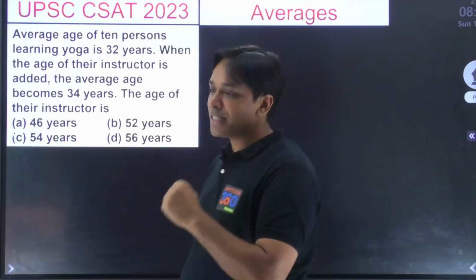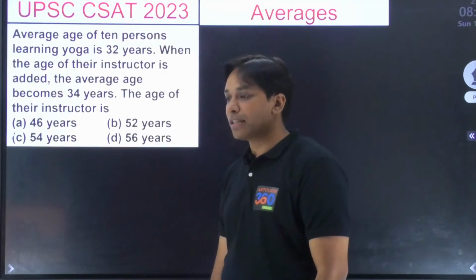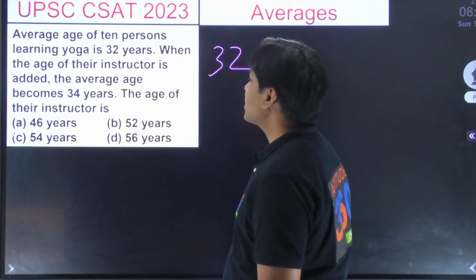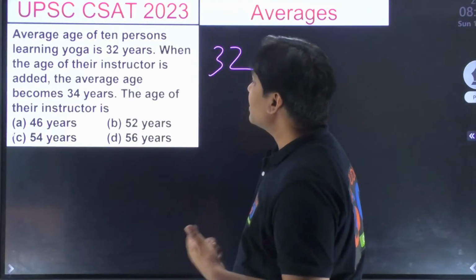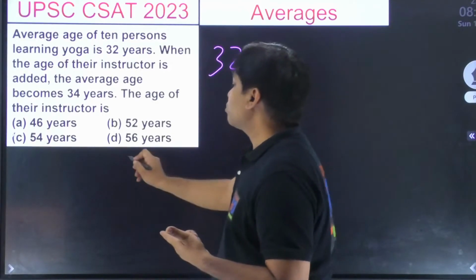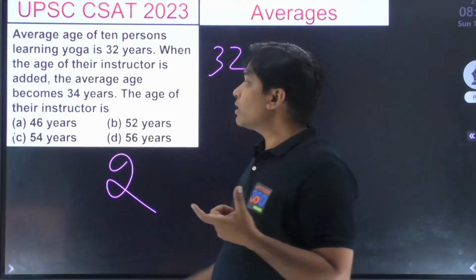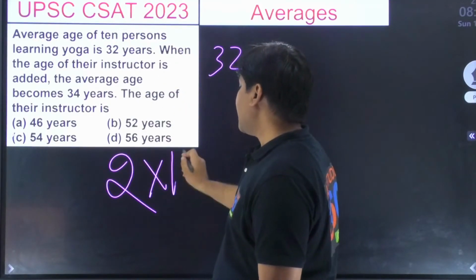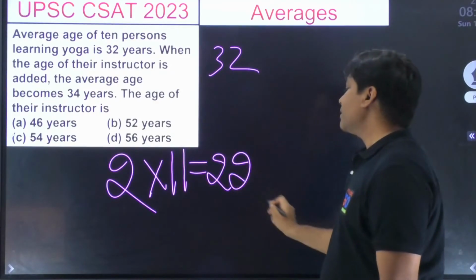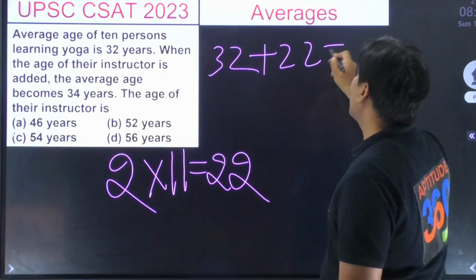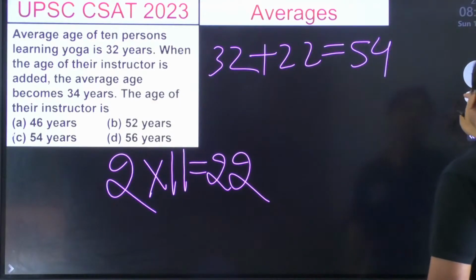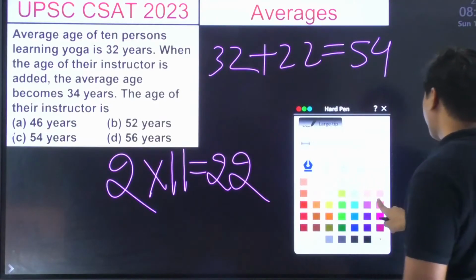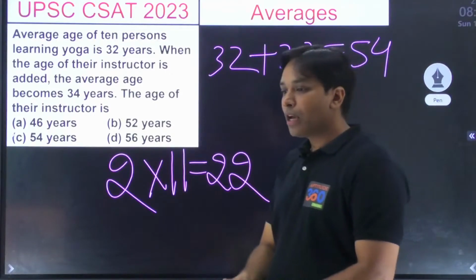54. Almost everybody is getting 54. Vishal, Rohan, Muskan, Karthik, Shivam, Aradhana, Prisha. And what is it that you have to do? If he had brought 32, the average would not change. When the age of the instructor is added, the average age becomes 34. So 2 is increasing. That extra 2 should be brought by this instructor. How much? 22 extra he will bring. So 32 plus 22, and this one is coming out as 54. Is that okay? Everybody is getting this answer.